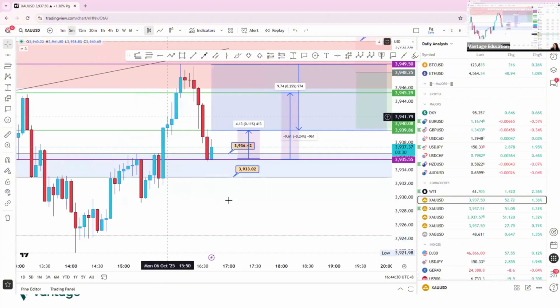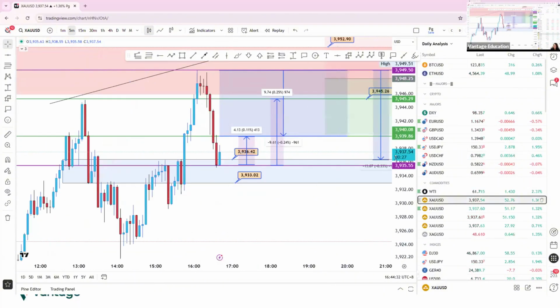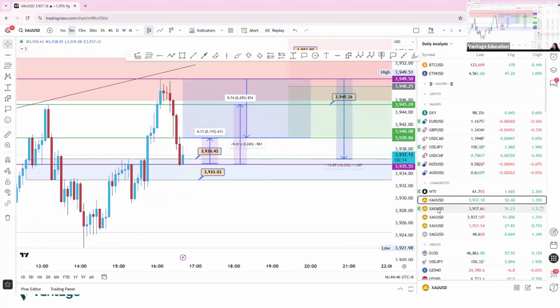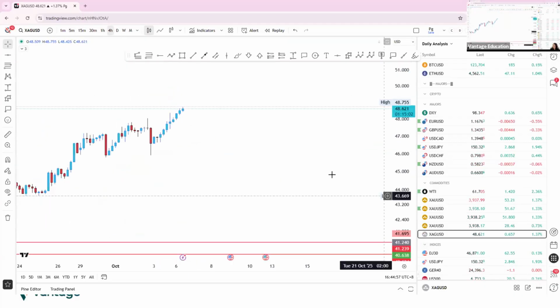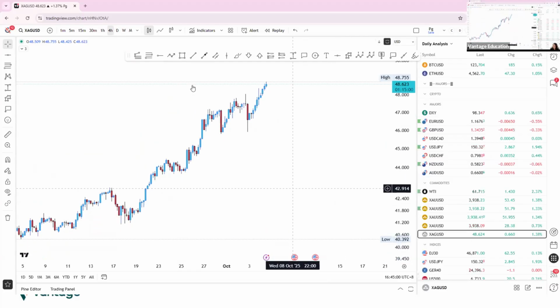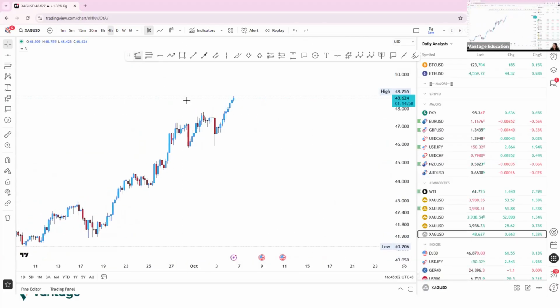Okay, we will come back and look at our entry again, but at least 20 pip rising. Okay. Anyone you want to request? No one. Let us look, does anyone need to request here? Okay, let me look at the silver. Silver also looks similar to XAUUSD.